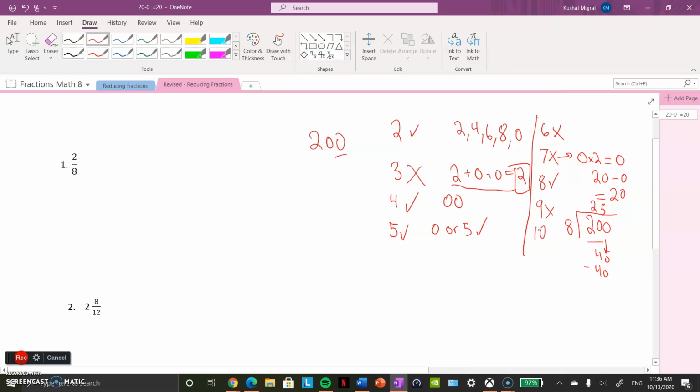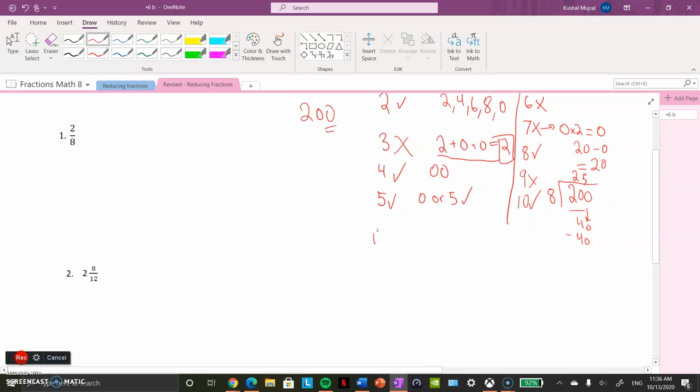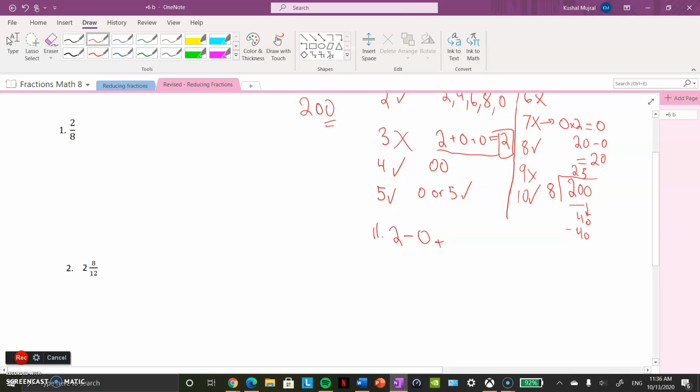Let's look at 10. For 10, the last digit has to be a 0, and in 200, the last digit is 0. So yes, it works for 10. Let's look at 11. So 11, the rule is you take the first digit, you subtract the second digit, and you add the third digit, and it alternates plus, minus, until you get to the end. So our answer is 2. Is 2 divisible by 11? No, it's not, which means that 200 isn't divisible by 11. So for 11, it's not.